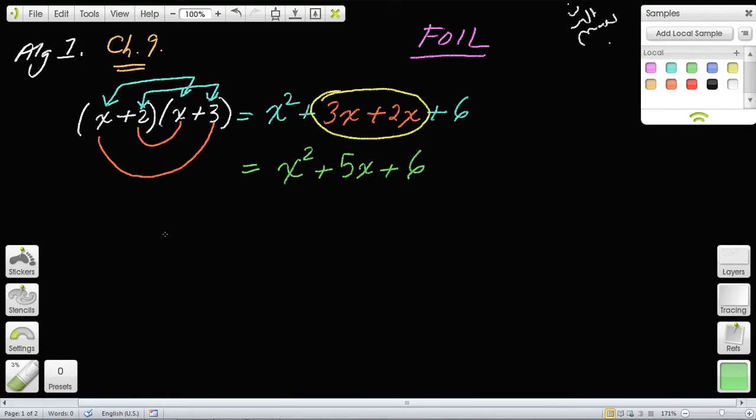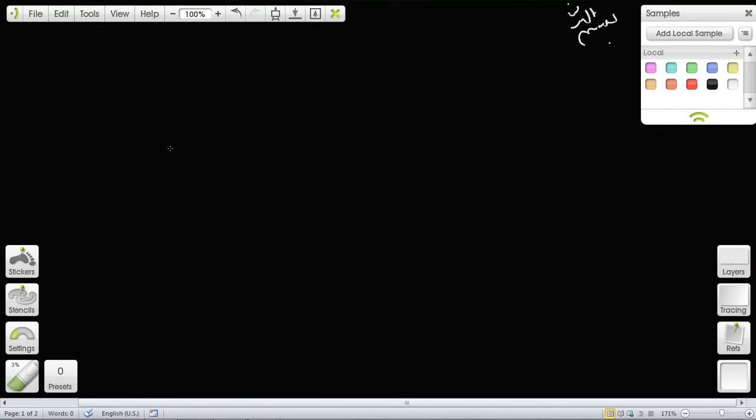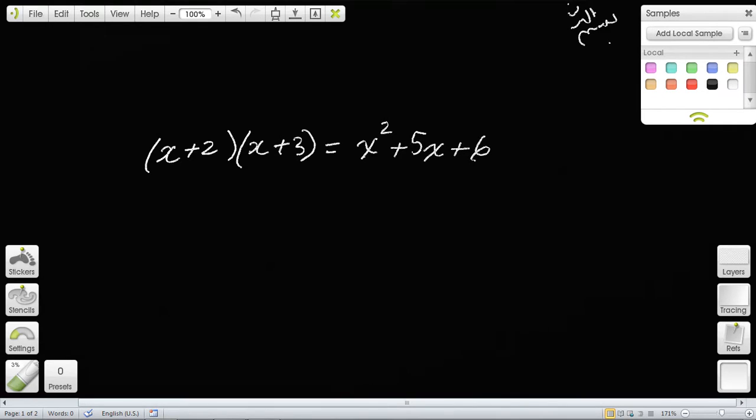So when you multiply these two binomials, you get that. So we have x plus 2 multiplied by x plus 3, and when you multiply this out, you realize this was x squared plus 5x plus 6. Okay, so we did this by this process called FOIL.